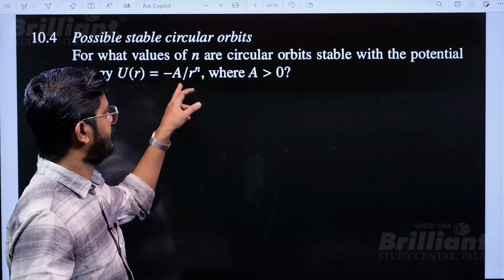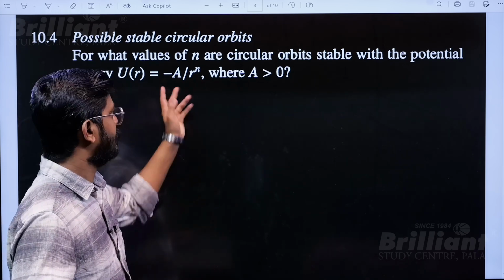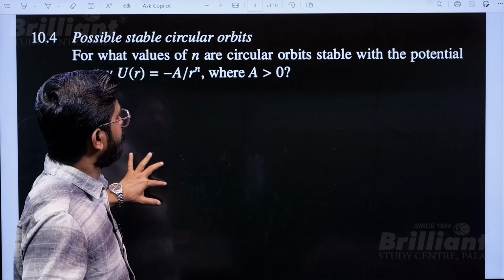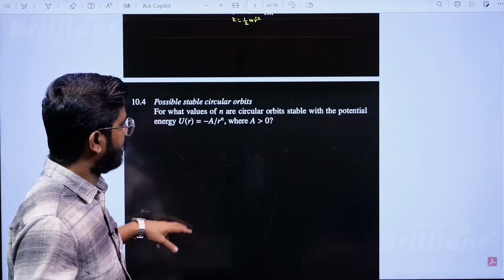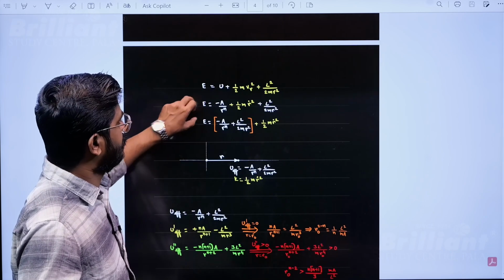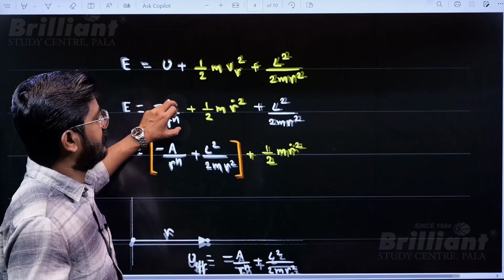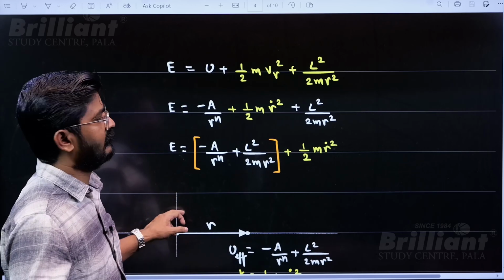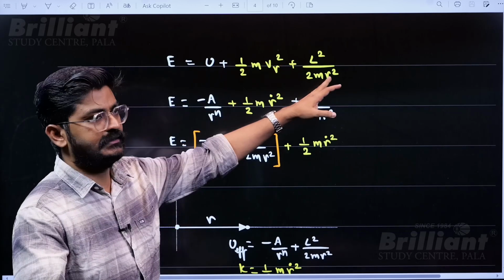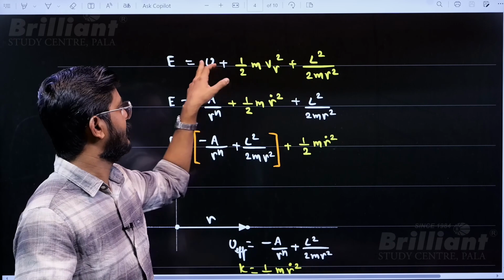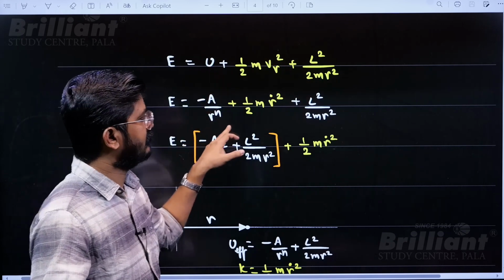A is greater than 0 and n is also greater than 0. I mean, that makes sense. Yeah, anyway, we can do it for other a also, but let me go with a greater than 0. So again, we will be going with the same thing: as it is a central force, angular momentum will be conserved. So I can write the total energy in this format, where this was given in the question.